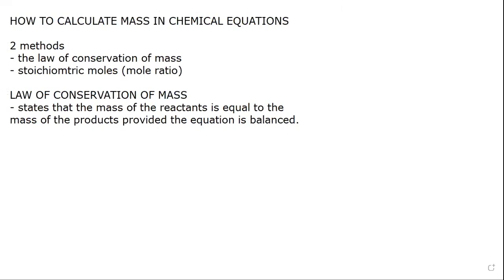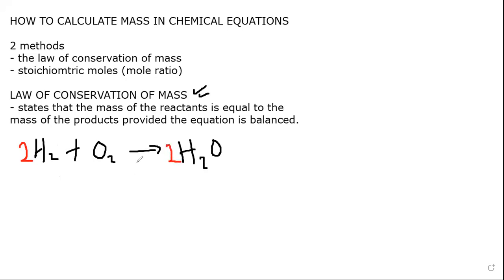So I'm going to demonstrate the meaning of the law of conservation of mass. We have a reaction, for example, a reaction of hydrogen plus oxygen giving us H2O. Provided that this equation is balanced, so how do we balance this equation? We put a 2 here.